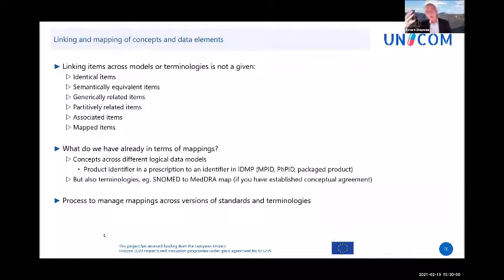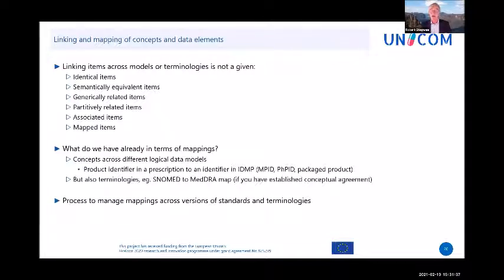It can be just a level higher or a level lower, and that makes it hard. Associated terms: we don't know what the association is, but there is an association. And you can even go into mapped items, where yes, there is a mapping, but whether it's generic, partitively, or semantically equivalent depends on the map. So linking is not just an easy task. Linking is not something yet that can be done automatically by someone. You really need to have an understanding of what you're talking about to do this.